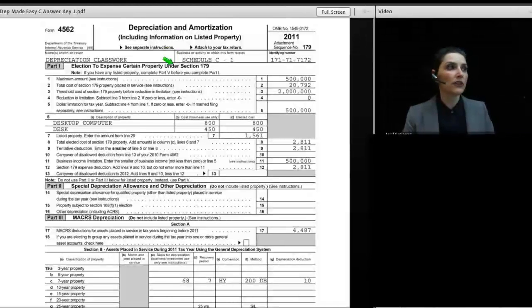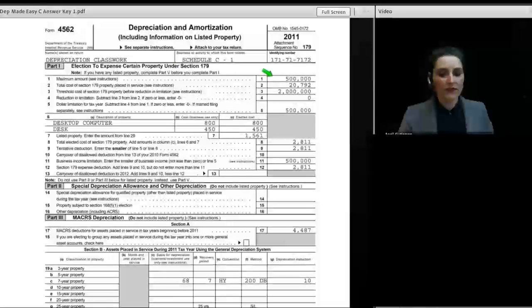My computer will only know to do that if I tell it that. It's not a mind reader. It won't know this information unless I tell it. So here we have the limit on the Section 179 deduction is $500,000.